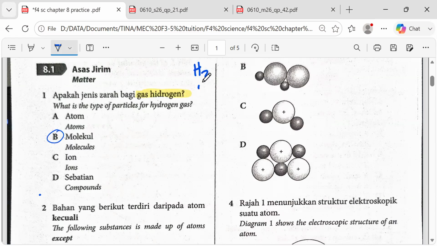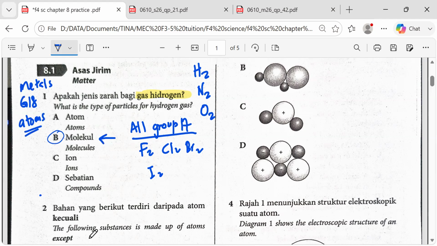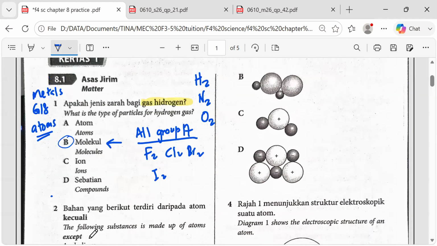Hydrogen, nitrogen, oxygen, all group 17, meaning fluorine, chlorine, bromine, iodine are always in the form of molecules. They are always molecules. Everybody in group 18 and all the metals and everybody else are atoms. So hydrogen, nitrogen, oxygen, fluorine, chlorine, bromine, iodine, they always exist as molecules.